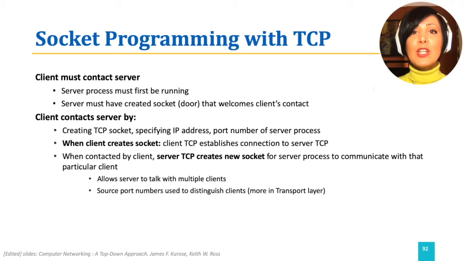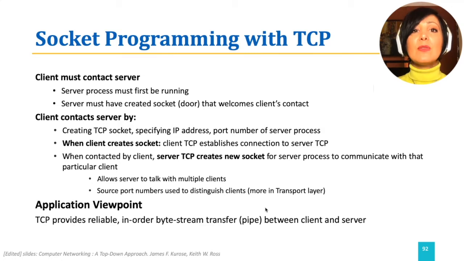The TCP server creates a new socket, other than the always-listening socket it has, and establishes the connection from the new socket to the client. This will let the server talk to multiple clients at a time and not be blocked at its main socket with a single connection. TCP, as we discussed, provides reliable in-order byte stream transfer between client and server.